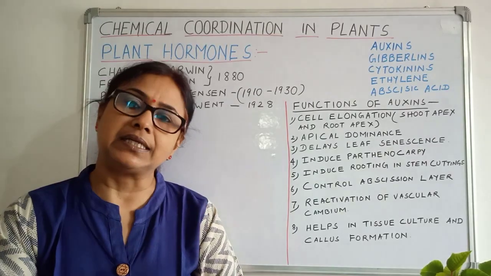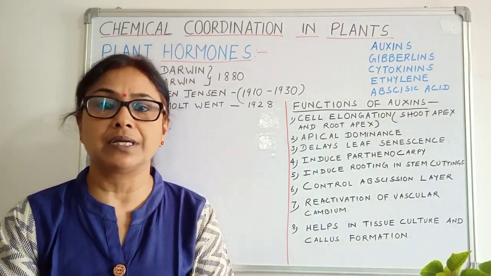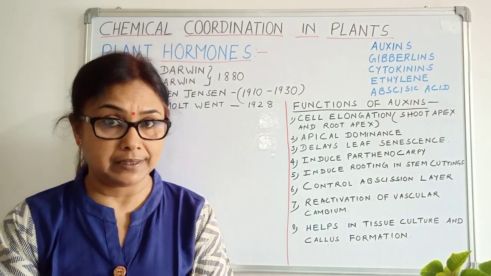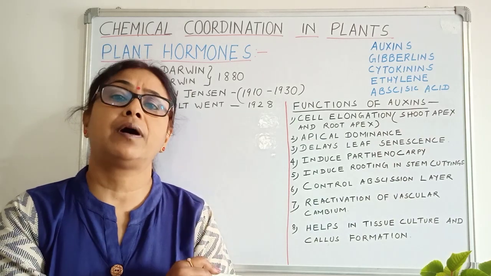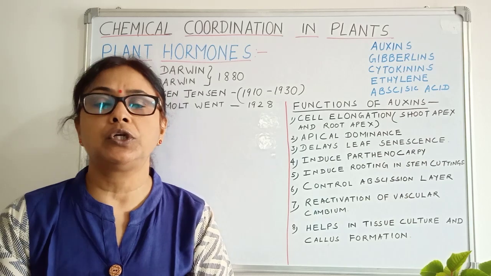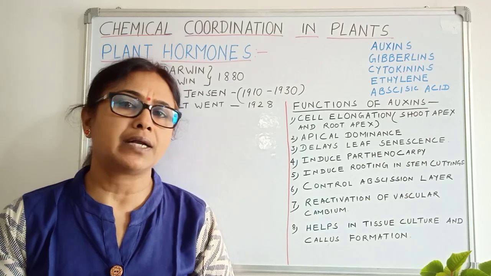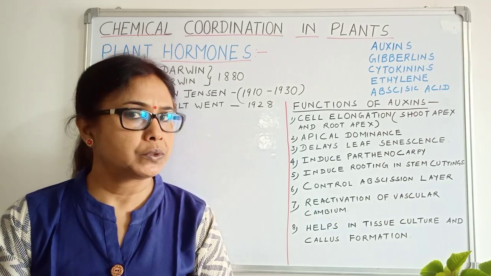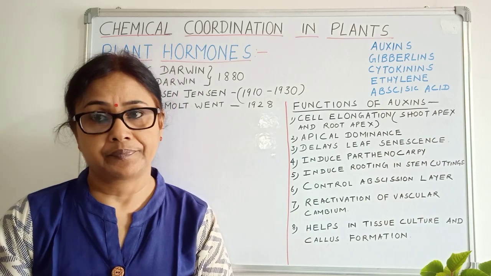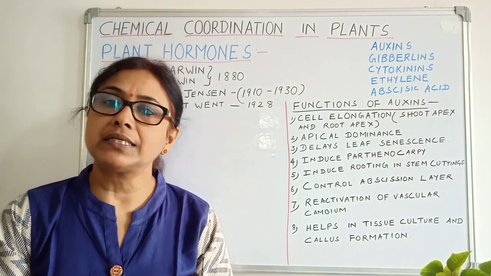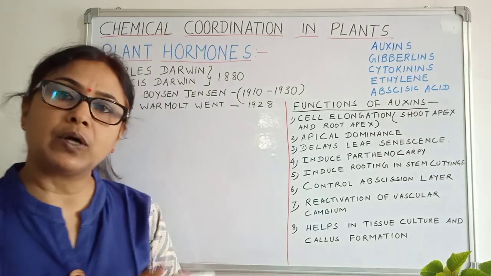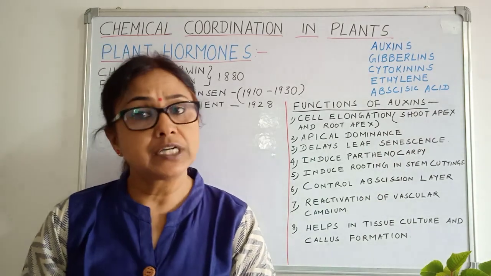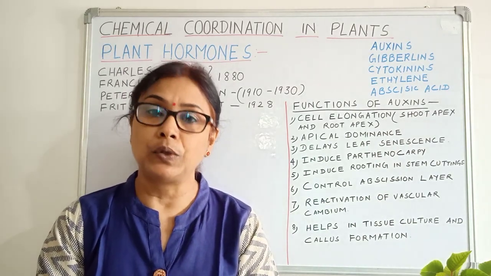The first three scientists performed their experiments on the canary grass coleoptile. And Went performed his experiment on the oats coleoptile; oats are also called Avena, so it is also known as the Avena coleoptile. We will discuss the experiments, but first we should understand what a coleoptile is.